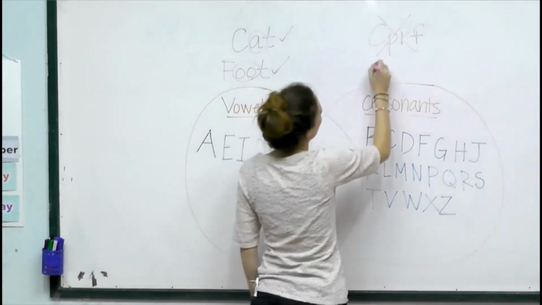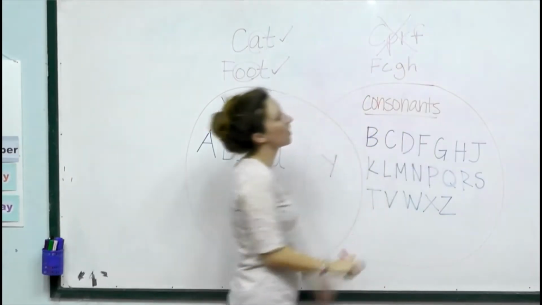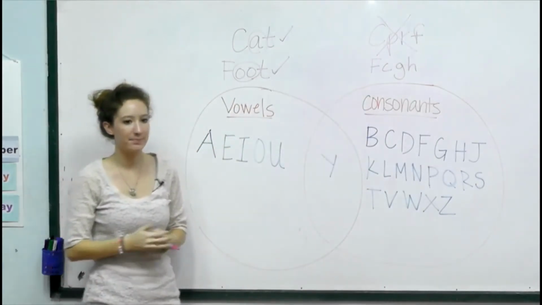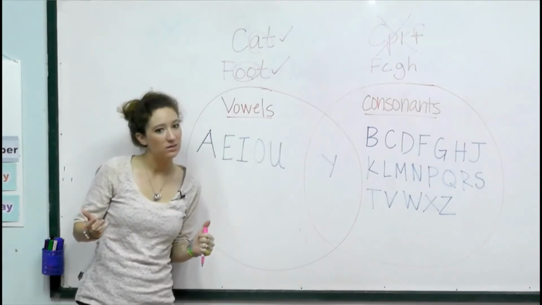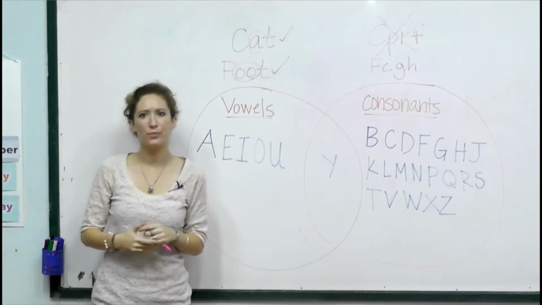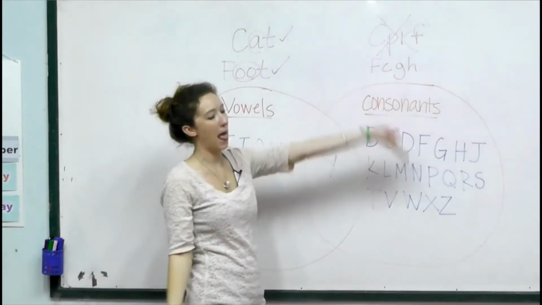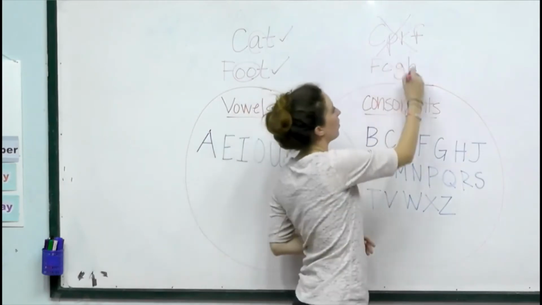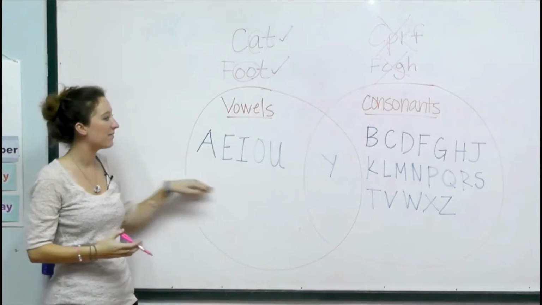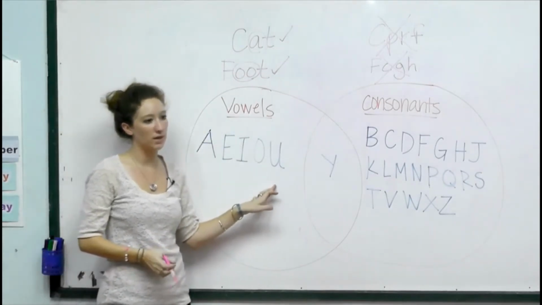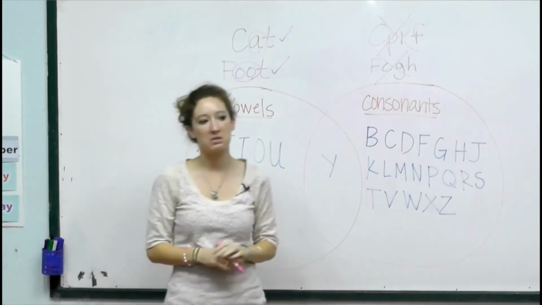But if we had this, do you see A? No. Do you see E? No. I? No. O? No. U? No. Not a word. It's nothing. Doesn't mean anything in English. All right, so that's why vowels are so important. If there is no vowel, it doesn't mean anything in English.